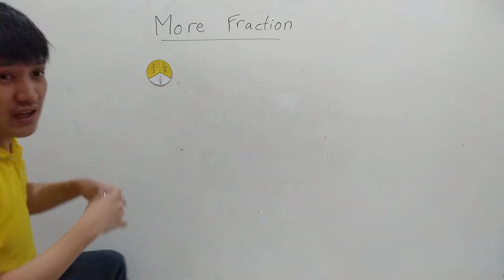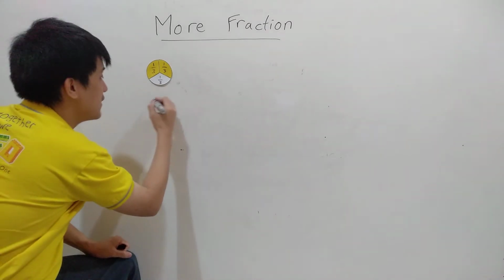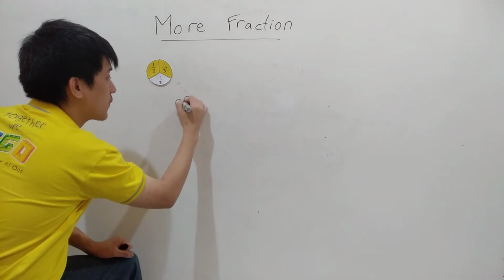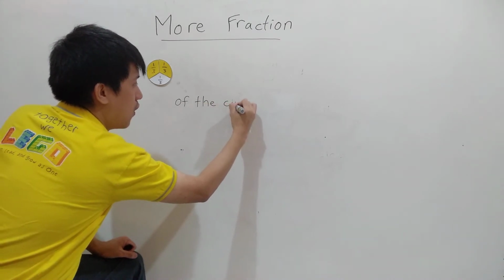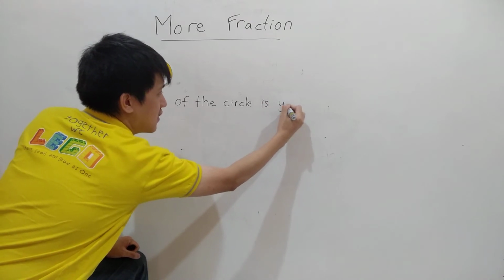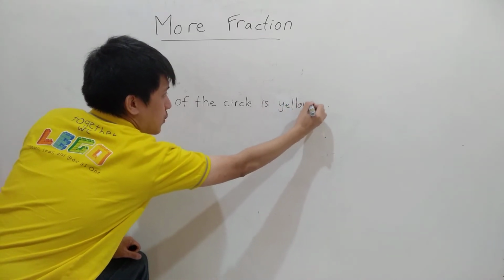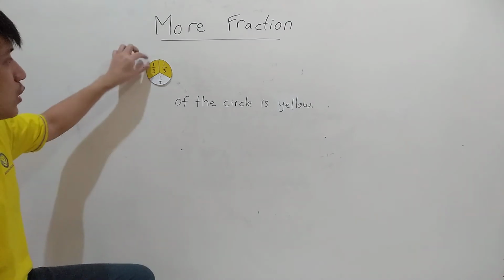Since we know that information, can you help me to fill in this sentence? How many of the circle is yellow? How many of the circle is yellow?